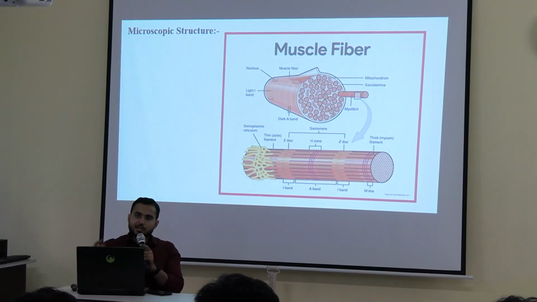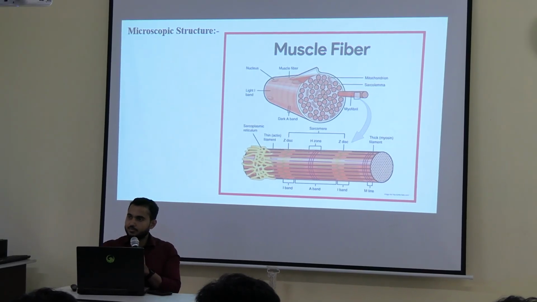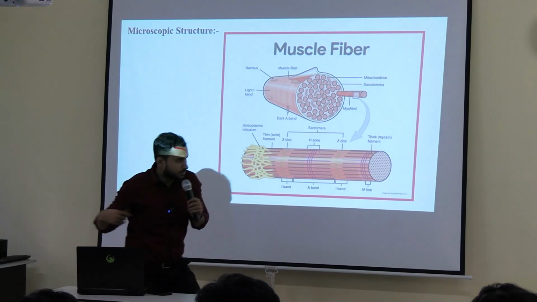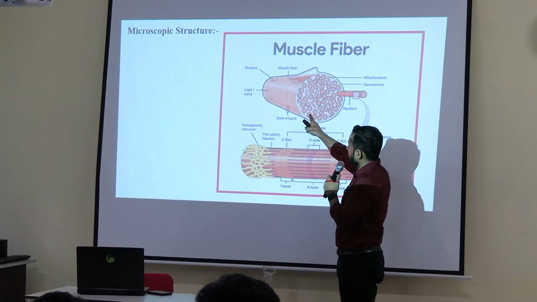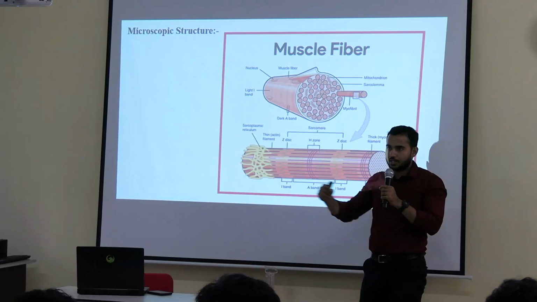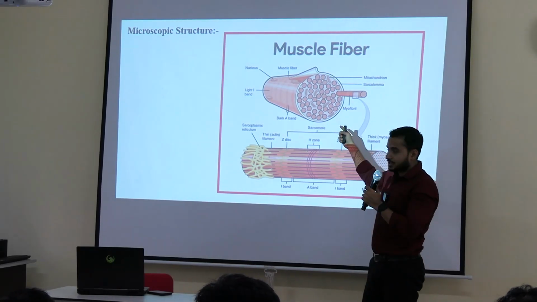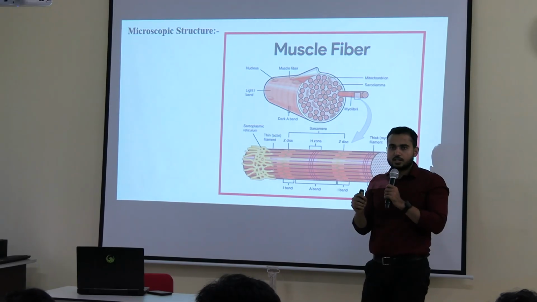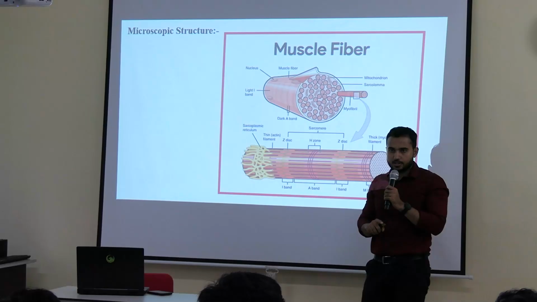So what we have done, as I have mentioned, in order to understand the structure, first we have to take one individual fiber. So here we have taken one individual fiber. Now one individual fiber is nothing but a cell, an elongated cell, that is called a myocyte. Now in case of skeletal muscle, the speciality is the position of the nucleus: it is at the periphery and multinucleated.